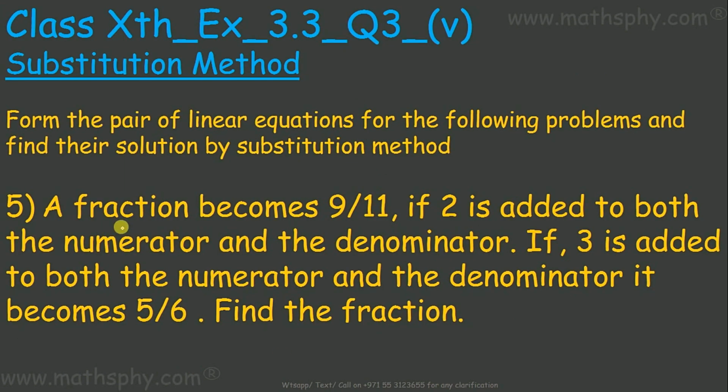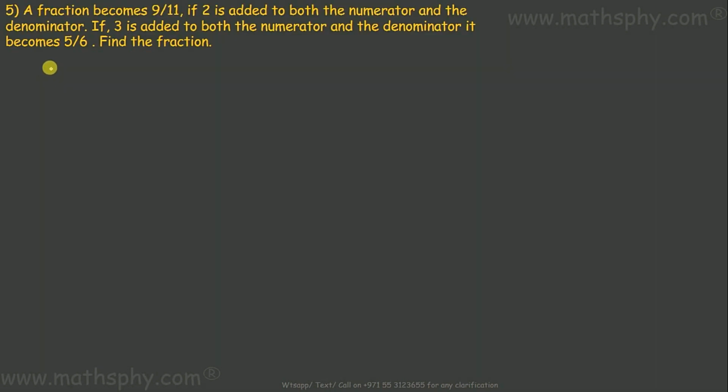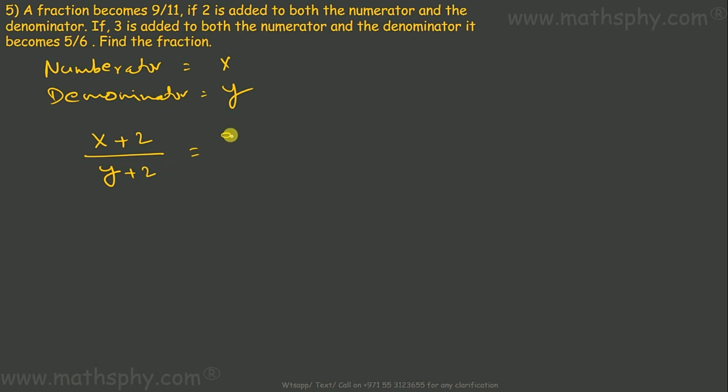This question here, it says a fraction becomes 9 over 11 if 2 is added to both the numerator and the denominator. If 3 is added to both the numerator and the denominator, it becomes 5 over 6. Find the fraction by this method, substitution method. I'll write, suppose numerator is x and denominator is say y. It says the fraction becomes 9 over 11 if 2 is added to both the numerator and the denominator. If I add 2 to numerator and 2 to denominator, it becomes 9 over 11. And if I add 3, it becomes 5 over 6. So x plus 3 and y plus 3 is 5 over 6. That's the first equation. That's the second equation.